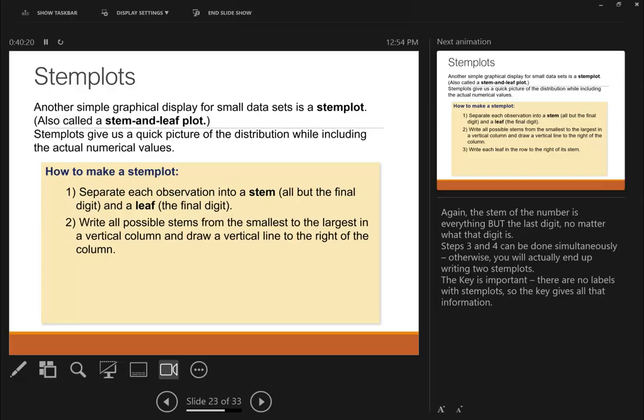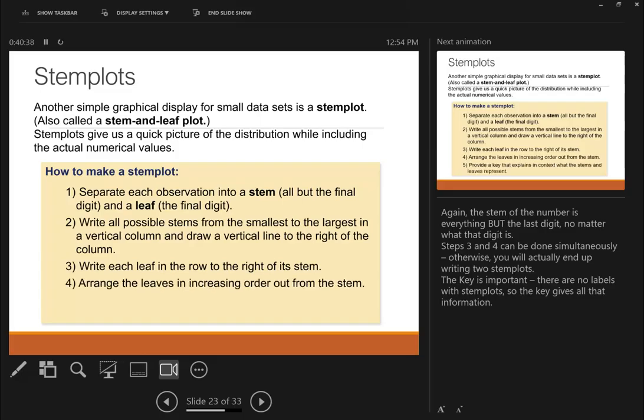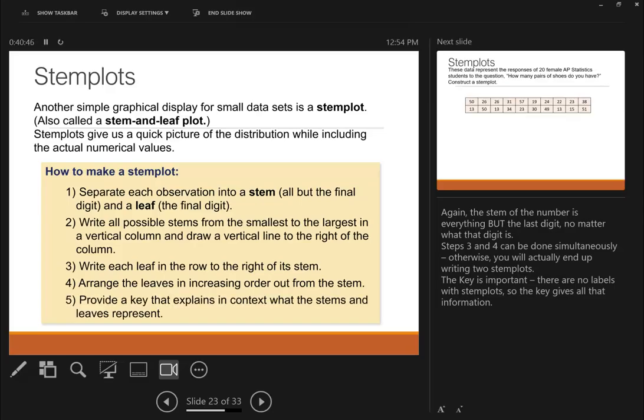So we start by just writing out all of our stems from smallest to largest in a vertical column. Draw a vertical line down the right side of that column. And then we write our leaves on the right side of the stem. And then we organize our leaves in increasing order out from the stem, from smallest to largest. And then we provide a key. Most common mistake students make when they draw their stem plot is they forget to give a key. Very easy to forget. You're like, I got it all done, and then I forgot to say what it is.